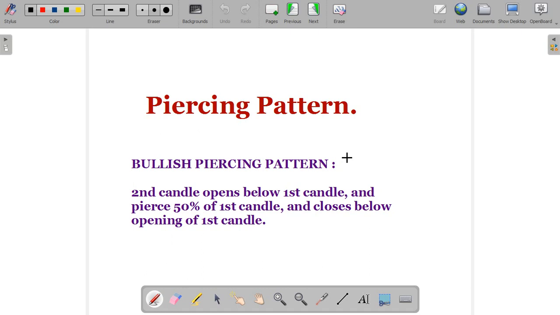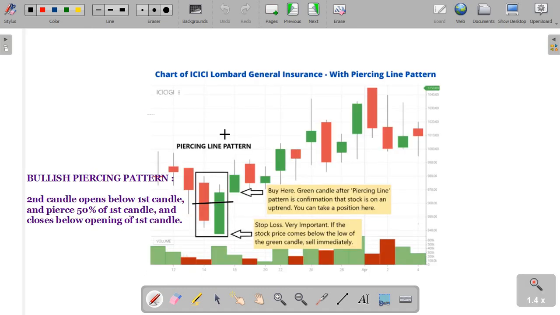Piercing means it is piercing something. So there is a bullish piercing pattern and also a bearish piercing pattern, and the second candle is most important. Let us see here. Now this is the bullish pair, this is the 50%. Now this is one candle, it was in the downtrend. You can see the downtrend here.